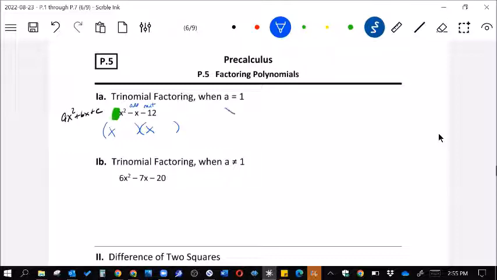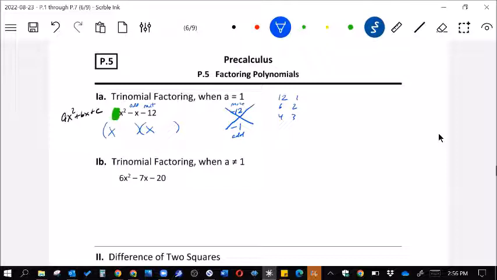So one of the ways to do this, and there are multiple ways to do it, but one of them to think of it is you put the number that you're going to multiply to here, -12, and the number you're going to add to here, and then you figure out what two numbers will work to do that. What two numbers will multiply to make 12? So for instance, we have 12 times 1, but 1 has to be negative. We can have 6 times 2, and we are going to have 4 times 3.